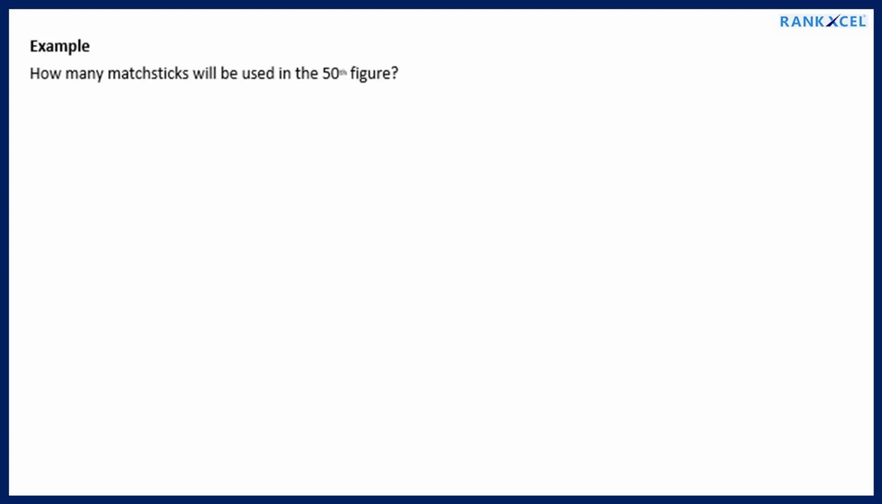Example. How many matchsticks will be used in the 50th figure? Solution. 3n plus 1. 3 times 50 plus 1 equals 151 matchsticks.